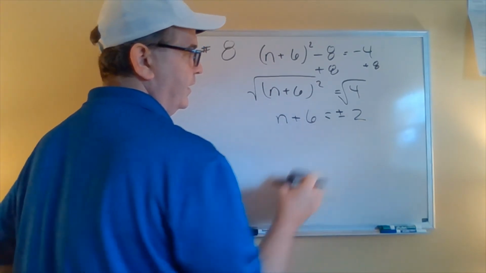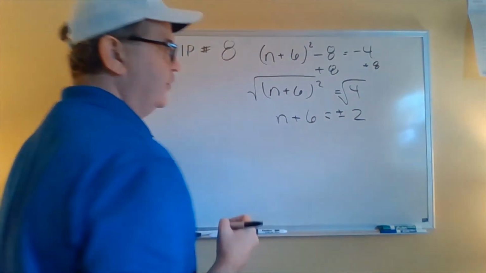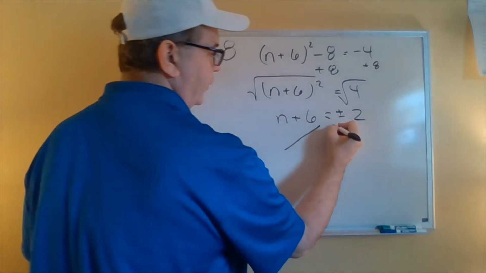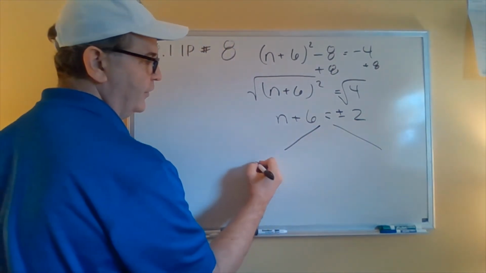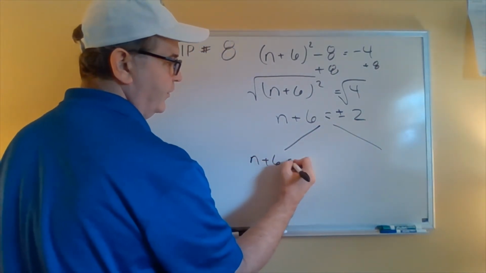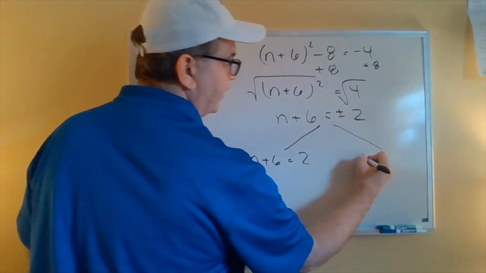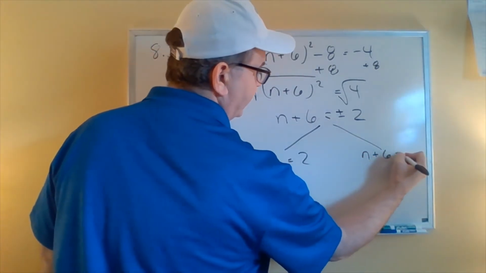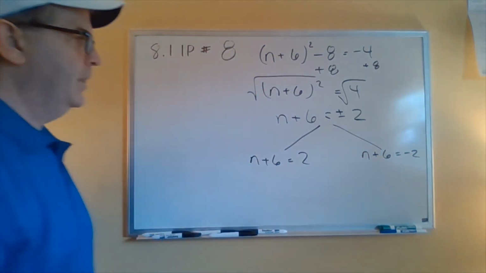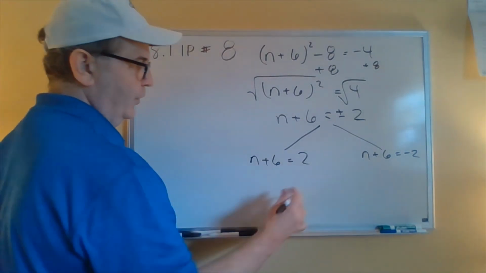I jumped the gun there. What am I going to do with this plus or minus? Well, I'm going to split this whole thing into two equations. So I'll get n plus 6 equals the positive 2, and n plus 6 equals the negative 2. Now I'm going to solve each one of these equations for n.